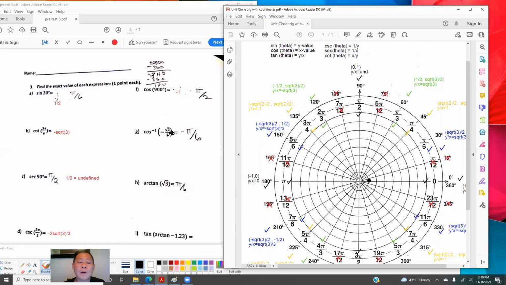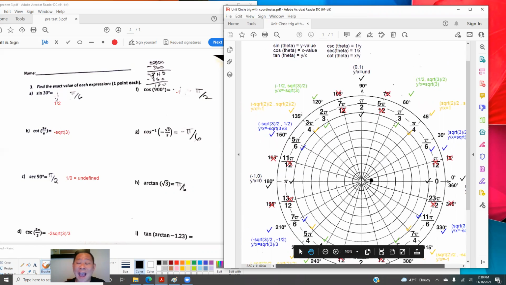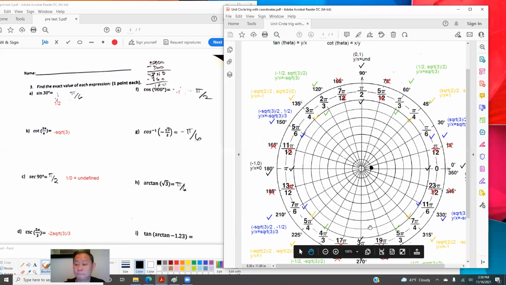So cosine is x or y value? X. So can you tell me which x value here gives us negative root 3 over 2? 7 pi over 6. And you got two answers, 7 pi over 6 and 5 pi over 6. So this is wrong.